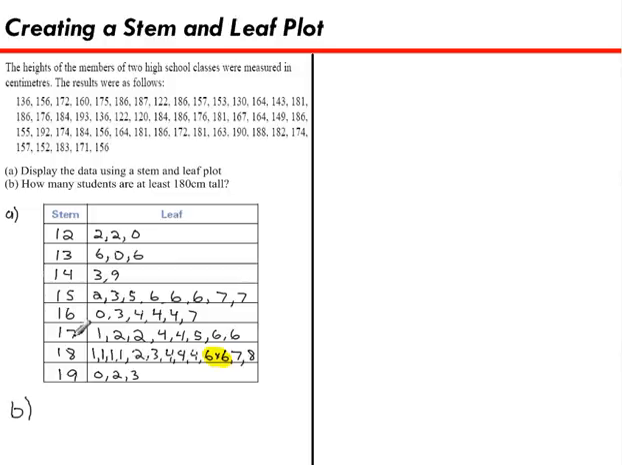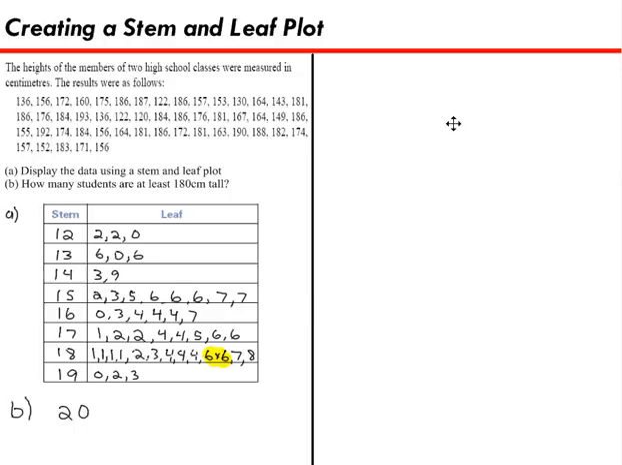For part B, it just asks, how many students are at least 100 centimeters tall? Well, now that I've got my data organized and is something I can look at, that's a lot easier to see. 180 centimeters tall. Well, that's everybody in this stem and leaf and everybody in this stem and leaf. So I just count up the numbers I have here. 1, 2, 3, 4, 5, 6, 7, 8, 9. Now there's 6 of these, so 9 and 6 is 15. 16, 17, 18, 19, 20. So the answer, there's 20 students who are at least 180 centimeters tall.